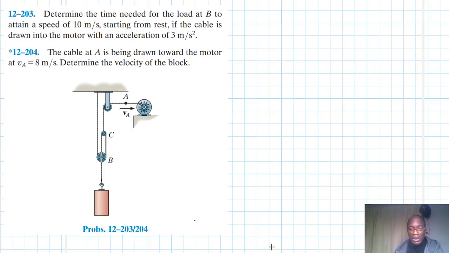Alright, both these problems are coming from Engineering Mechanics Dynamics 14th edition by R.C. Hibbeler. So let's start with case 1. There we go, case 1. What do we have as 12-203? Right, that is case 1. So what do we have here?